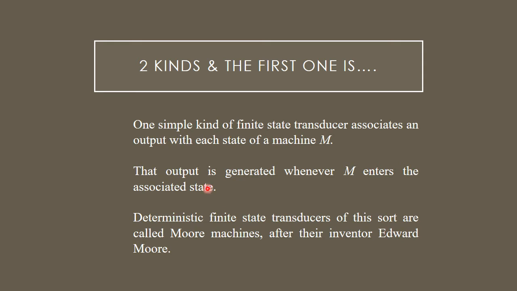So, let me explain again these sentences in brief. First of all, we have two kinds of machine. One is a Moore machine, another one is Mealy machine. And Moore machine is named after the inventor by name Edward Moore. And remember here, the output gets generated when M enters the associated state in case of Moore machine.